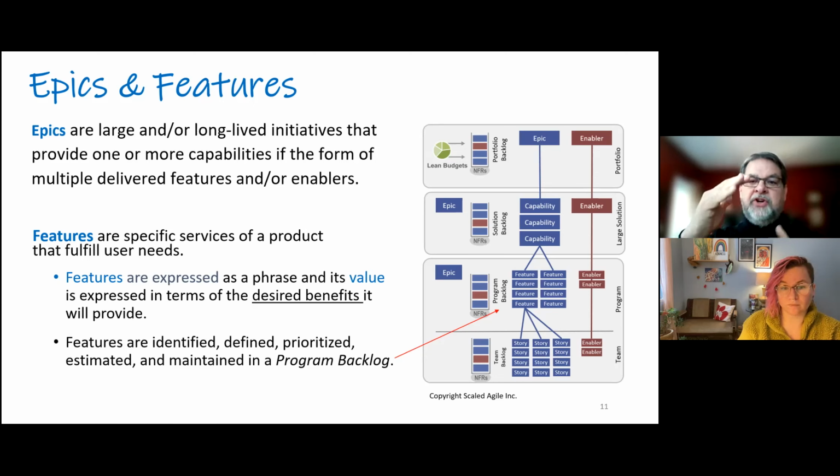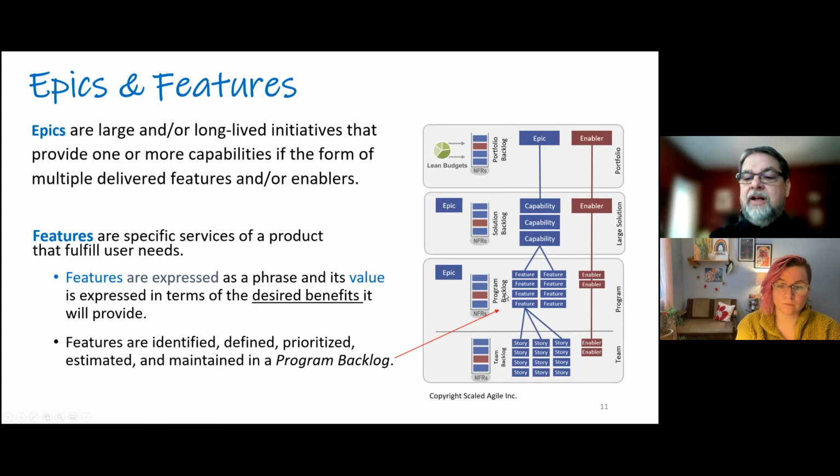Then we take these features and we put them in a stack and we define them out. We prioritize them because you're not going to do everything at the same time. So you have to look at what's the bang for the buck of the next thing you do, how you apply your resource. And we maintain, in industry, we call this a program backlog.